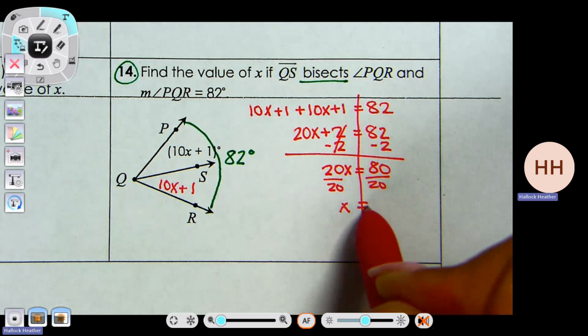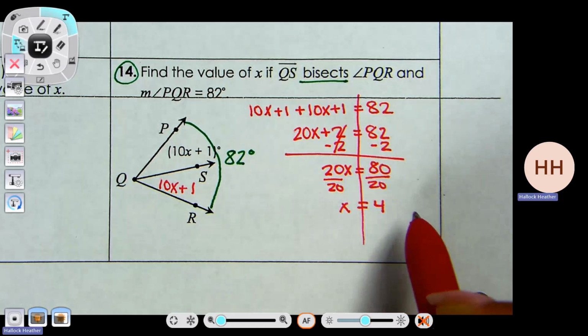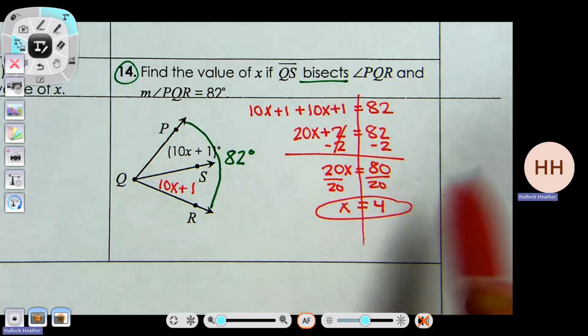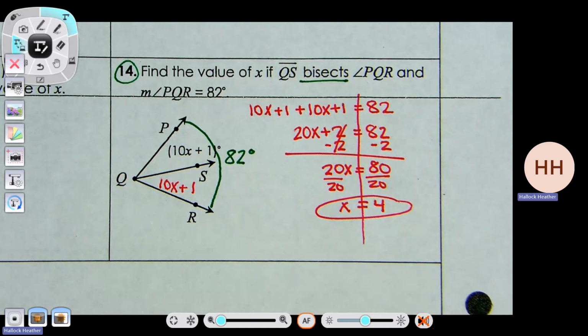Do I have to plug it back in? No. It says find the value of X. You could have also, just side note, which would have been easier, but nobody said it. You could have split 82 and this would be 41 and this would be 41. Don't write this. This would be 41 and 41 because the whole thing's 82. So you could have just done 10x plus 1 equals 41, and then minus 1 to get 40 and then divide by 10.